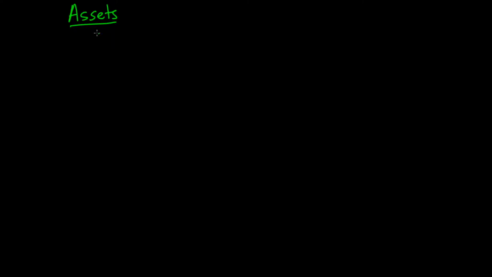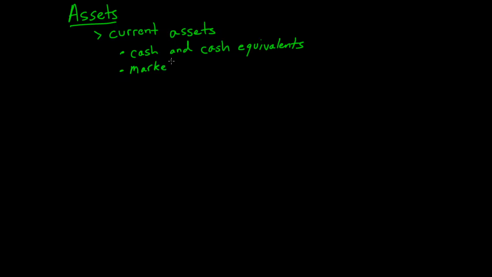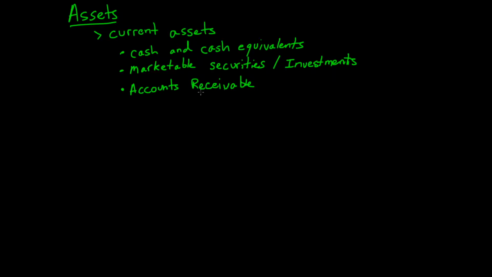So what are assets? Assets can be either current or long-term. Current assets include cash and cash equivalents, marketable securities and investments, accounts receivable, which results from the sale of goods and/or services on credit, and there's a catch-all category we call other assets. Current assets are those assets that are held for less than a year, or one business cycle.